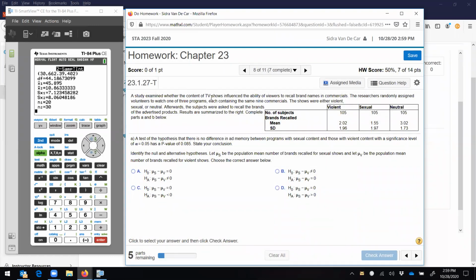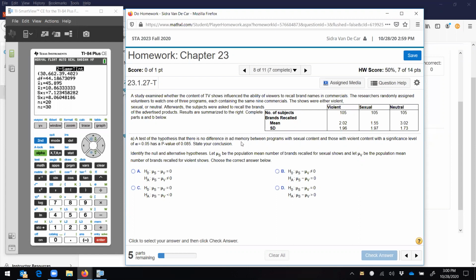Okay, a study examined whether the content of TV shows influenced the ability of viewers to recall brand names in the commercials. The researchers randomly assigned volunteers to watch one of 3 programs, each containing the same 9 commercials. The shows were either violent, sexual, or neutral. Afterwards, the subjects were asked to recall the brands of the advertised products. The results are summarized to the right.